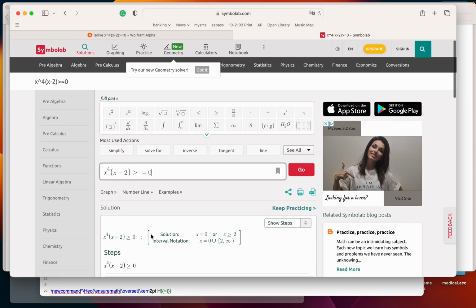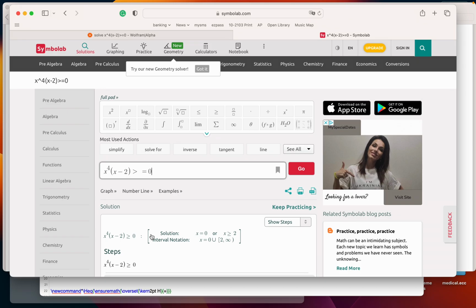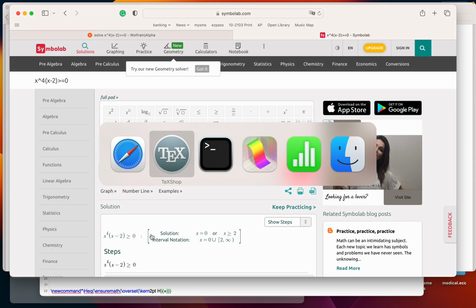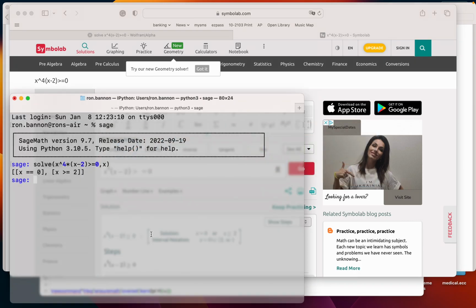All right, I want to go to a product that I'm trying to push at Essex, and that's open source software that's being used at most universities, and it's called Sage. So what I'm going to do is I'm going to go to Sage. Give me 1 second to do so. And this is Sage. And I typed it into Sage too.